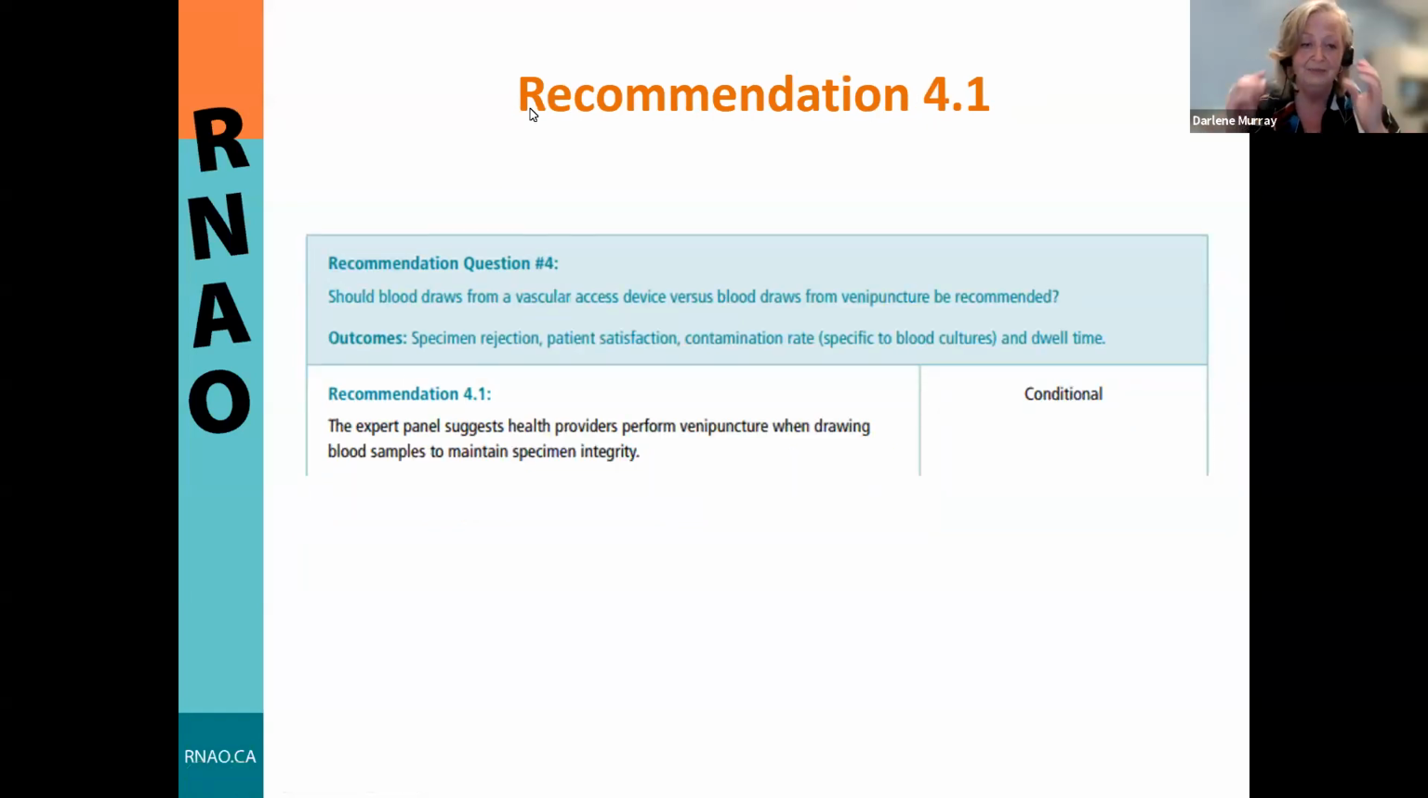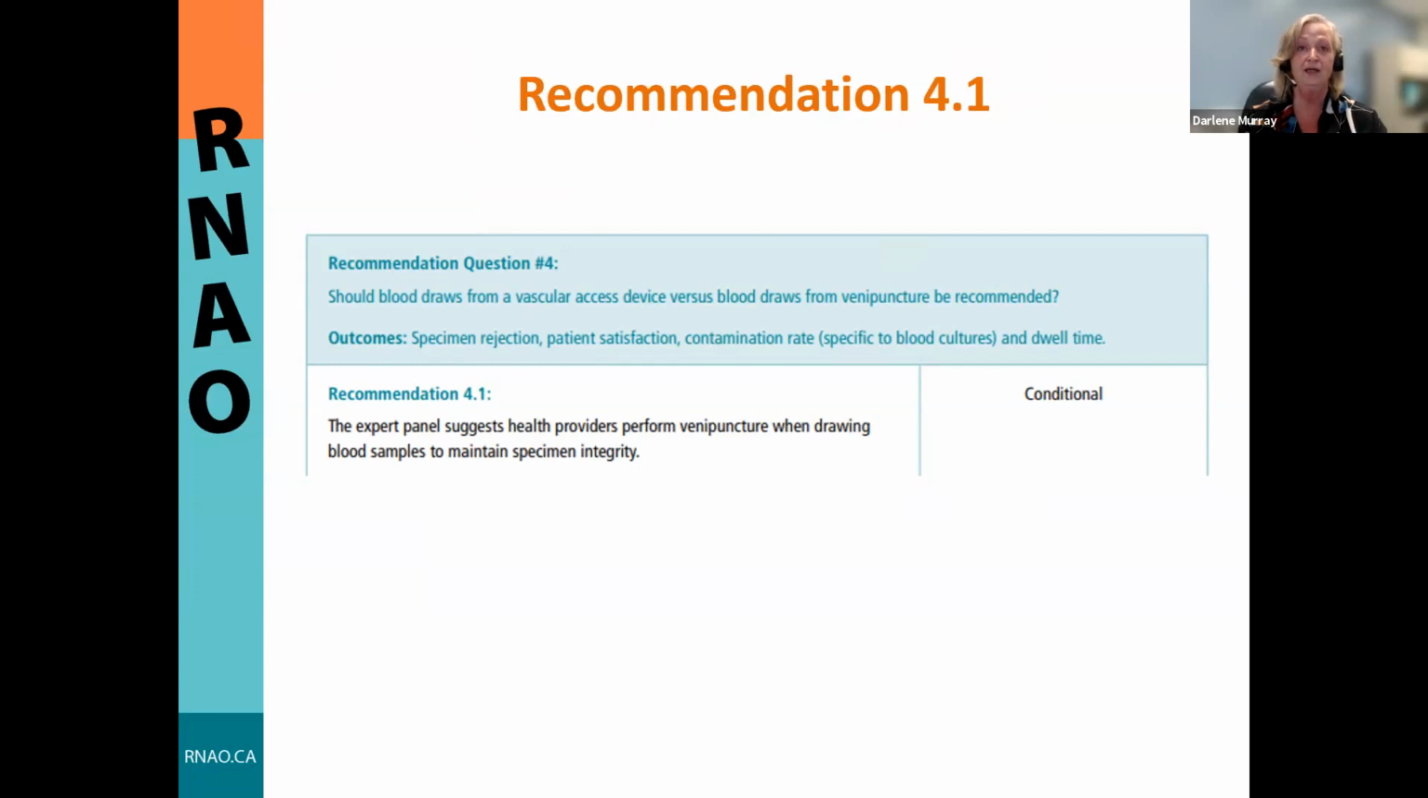Thank you, Nancy. We are now on to recommendation 4.1, which reads, the expert panel suggests that health providers perform venipuncture when drawing blood samples to maintain specimen integrity. The evidence suggests that venipuncture for drawing blood samples may reduce specimen rejection and may reduce contamination of blood cultures compared to drawing from a vascular access device.